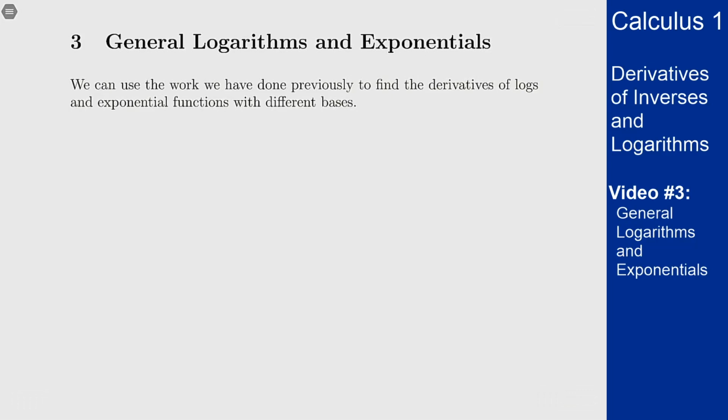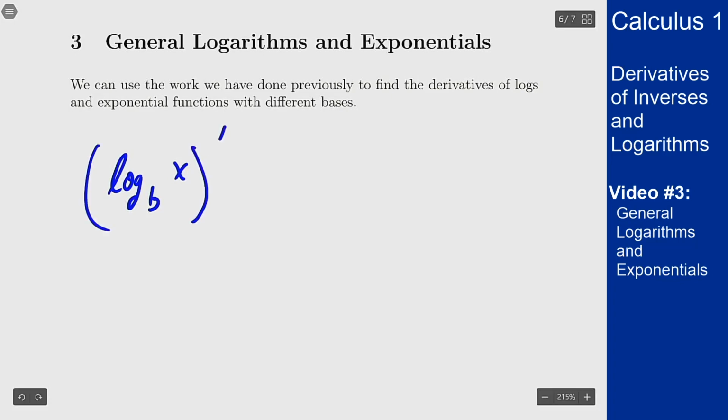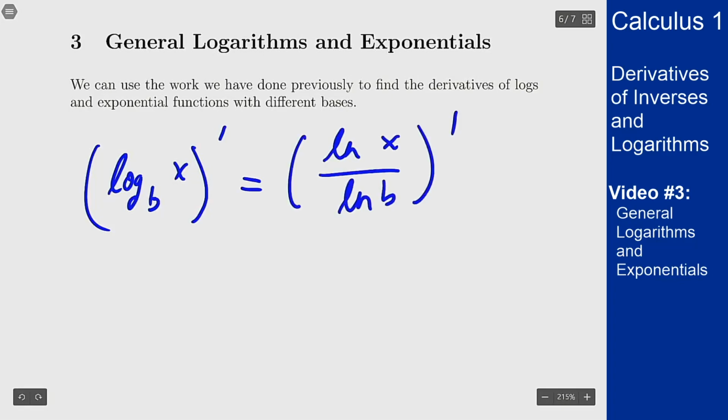So for instance, if I look at log base b of x, assuming b is not e, the natural logarithm, I want to take this derivative. How can I do that? Well, if I use the change of base formula, I can convert this into a natural logarithm, which I know the derivative of. I can write this as the natural log of x over the natural log of b. I want to differentiate that.